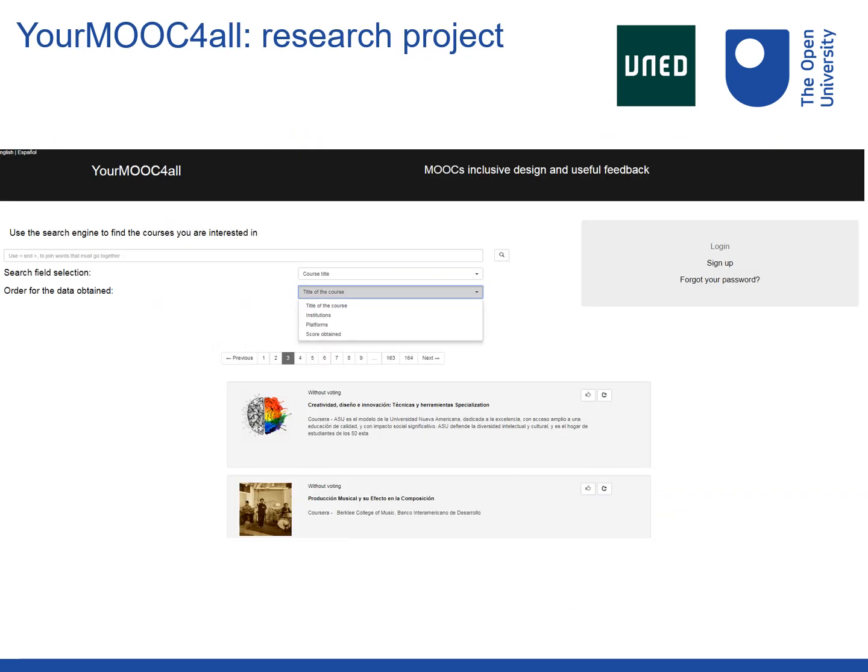So this is a bit the look and feel of the main page of the MOOC4all, where basically top left you can type your search, and you can include several filters: the title, the institution, so which university is providing the course, the platforms, and the score. And this is important because it's about the learning design, and we're going to explain that part of the project now.